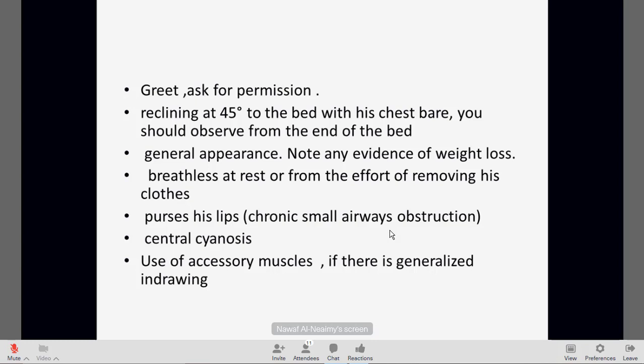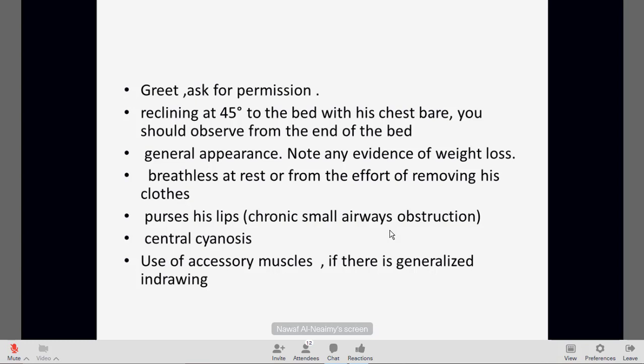So after asking the patient for his permission and gaining the permission, then reclining the patient at 45 degrees, I mean the head is up 45 degrees, with his or her chest bare, expose the chest, and we will start with the inspection now. The first step in the inspection here, we will start inspecting the patient's chest while you are standing at the end of the bed.